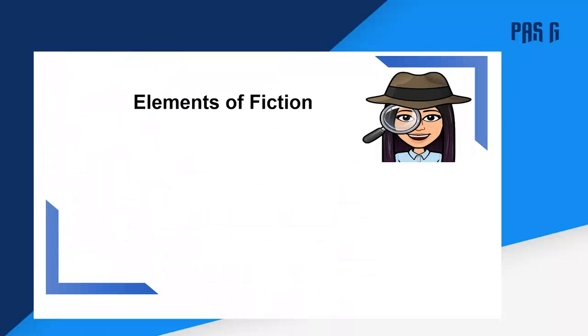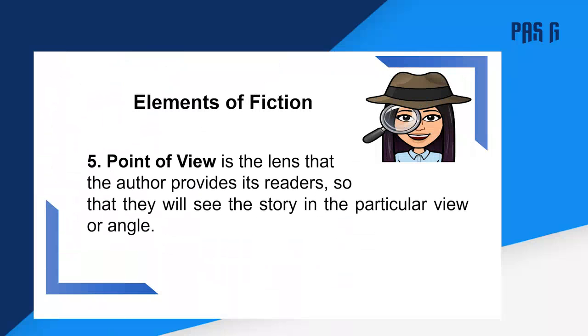The fifth one is point of view. Point of view is the lens that the author provides its readers so that they will see the story in a particular view or angle. The story is generally told in one of two points of view, the first person point of view and the third person point of view.